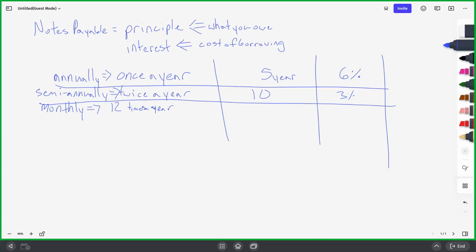All right. So what are you gonna do for monthly? How many times are you gonna be paying your compounding interest through your 5 years? You tell me either the number or how to get the number. Either one works. 5 times 12, 60. What's gonna happen to that percentage? Divided by 12.